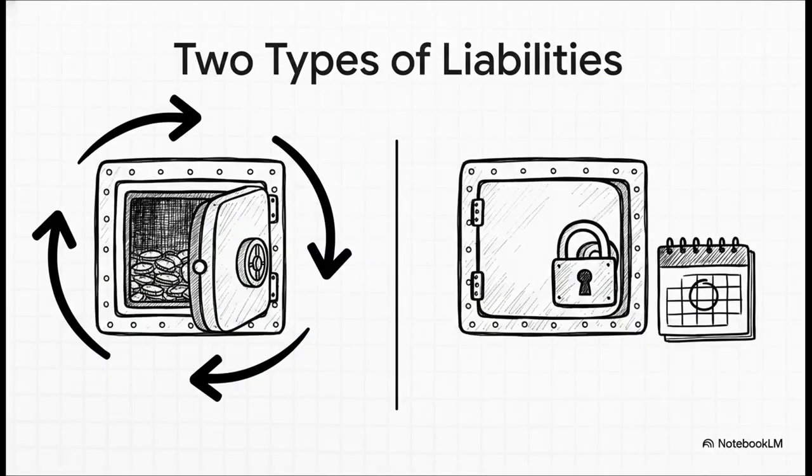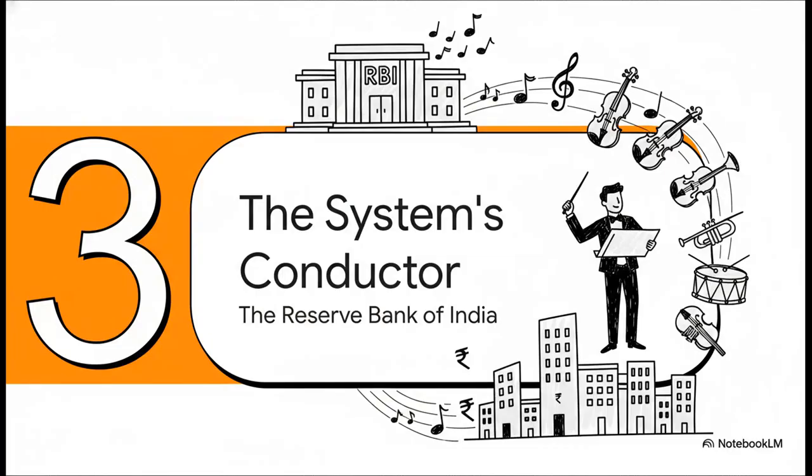Now, here's where it gets interesting. When we talk about those liabilities, the deposits, they're not all created equal. You've got what are called demand deposits. Think of your savings or current account. You can pull that money out anytime you want, right, on demand. But then you have time deposits, like a fixed deposit or FD. That money is locked in for a specific amount of time, which gives the bank way more stability and confidence to lend it out.